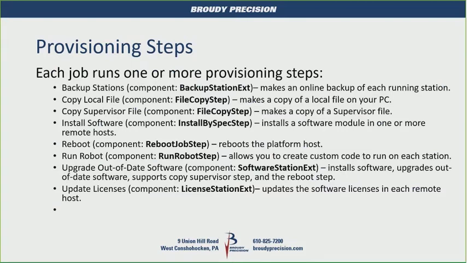Each job performs one or more steps. Some of them that are listed here: backup, file copy, so you can copy local files, you can copy supervisor files, you can install software, basically software modules, your jar files, to one or more JACEs. There's a reboot, so you can actually perform a reboot across the stations if you want to as part of a job. Robot allows you to write custom code to run on each station.